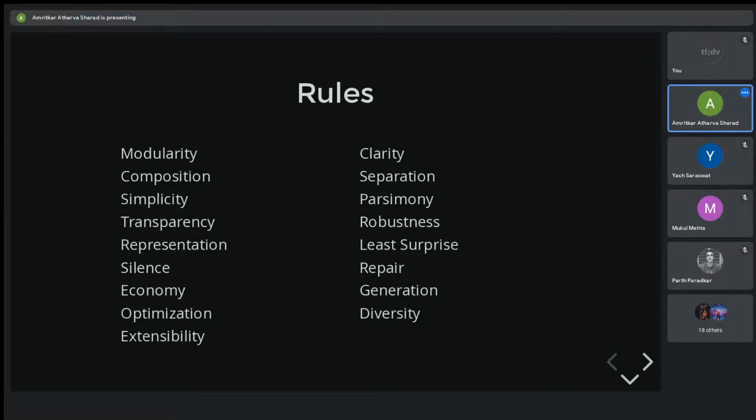Separation: separate interface from engine. We don't want our program to be too tightly connected with the hardware. It should be separate. Then simplicity: design for simplicity and add complexity only when needed.